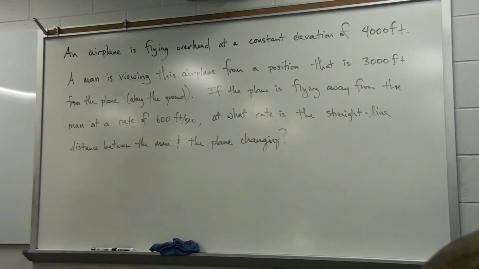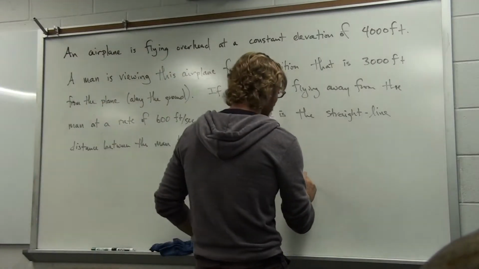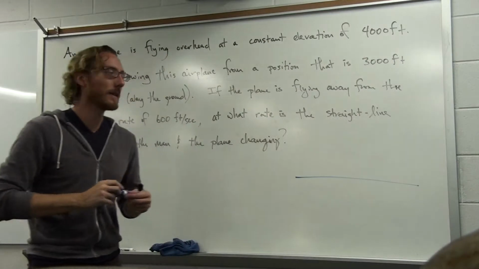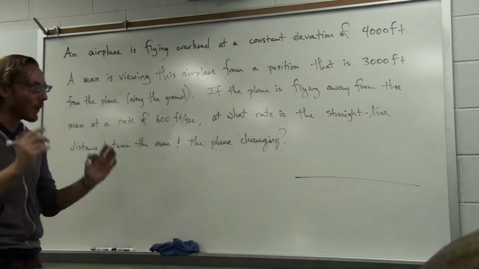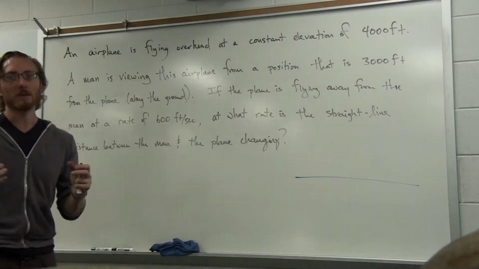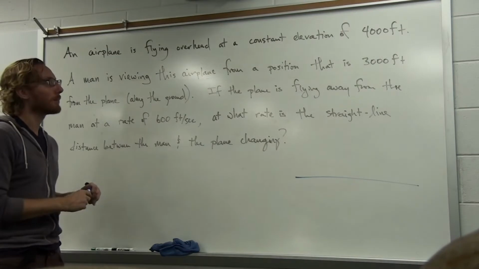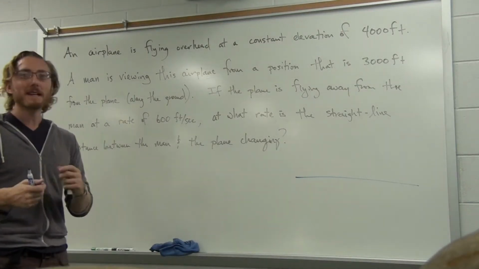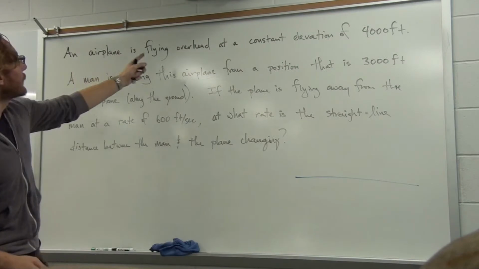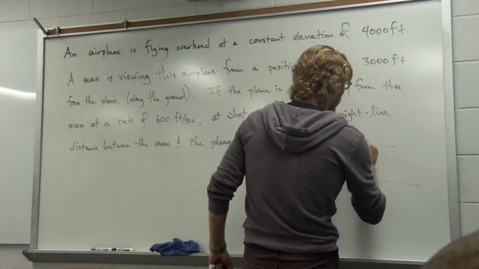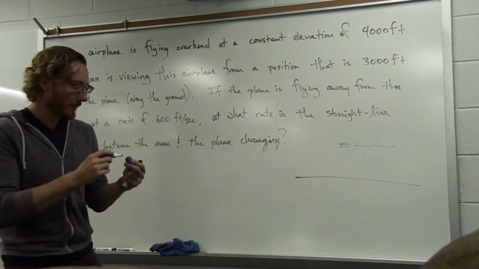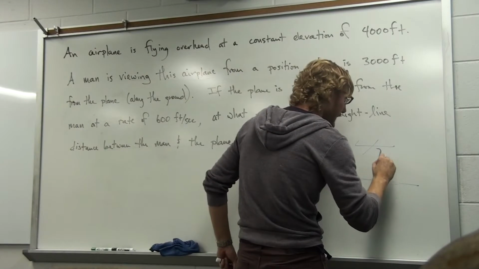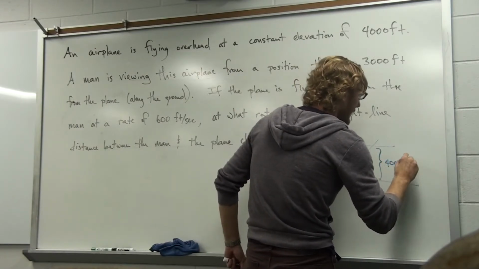We've got an airplane flying overhead at a constant elevation of 4,000 feet. So let's try to visualize this. I've gotta be honest, in these problems, coming up with a visualization of what is going on is almost always wonderfully helpful. And once you have the visualization, the problem is so much more doable than if you didn't take the time to draw out the particulars. So we've got an airplane flying overhead at a constant elevation of 4,000 feet.